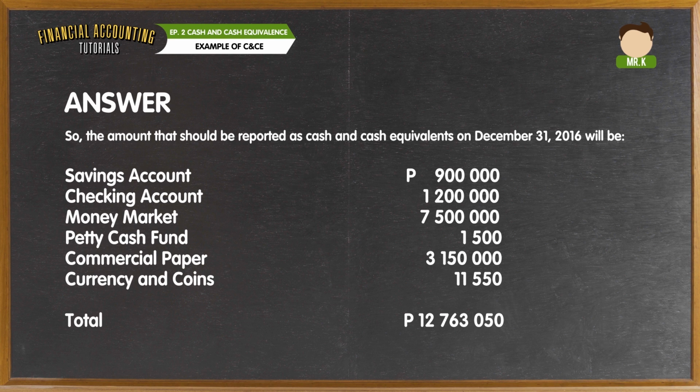So money market is included since it has a 3-month maturity date. Commercial paper is also included since it is due in 60 days. On the other hand, cash fund is not included because it is restricted. It should be noted that when cash is restricted, it means that it is not included in cash because it is set aside for special purposes.